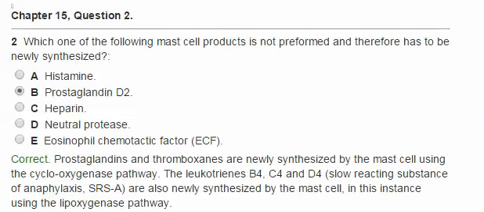Prostaglandins and thromboxanes are newly synthesized by the mast cell during the cyclooxygenase pathway. The leukotrienes B4, C4, and D4, slowly reacting substance of anaphylaxis, SRSA, are also synthesized by the mast cell in this instant using the lipooxygenase pathway.